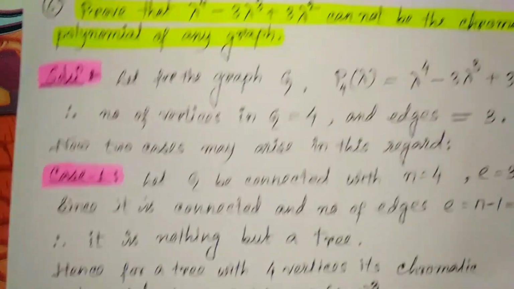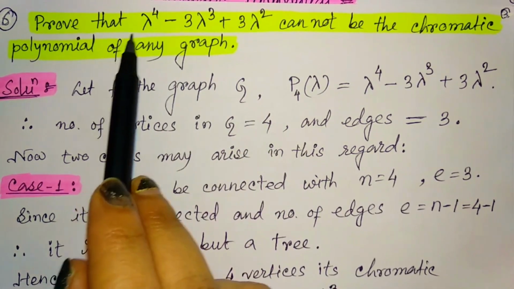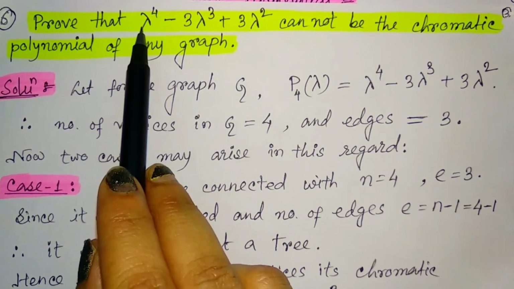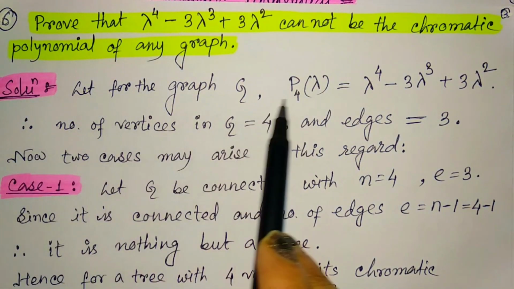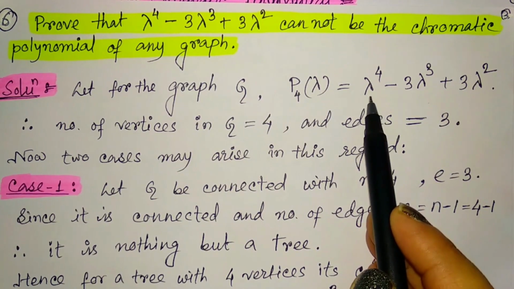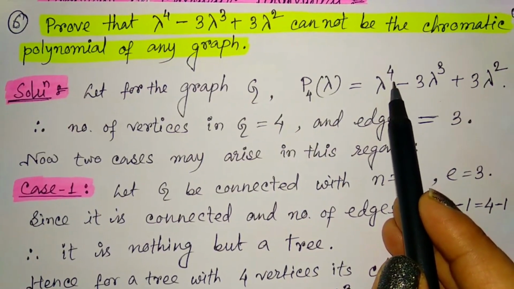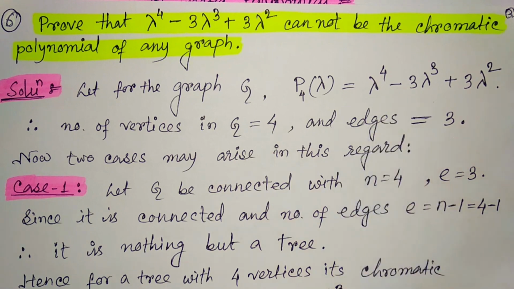Now one more problem is here, and the problem is to prove that this one cannot be the chromatic polynomial of any graph. So we are supposed to prove that this given polynomial is not a chromatic polynomial for any graph. First of all, we observe the polynomial carefully. Here the constant term does not exist. The coefficients alternate in sign. So we now proceed further. Suppose this one is the chromatic polynomial for a graph G. According to this, the highest power of lambda is 4, so we can say the total number of vertices in the graph should be 4. Again, the coefficient of the second highest term, in absolute value, is 3, so the graph should have 3 edges.